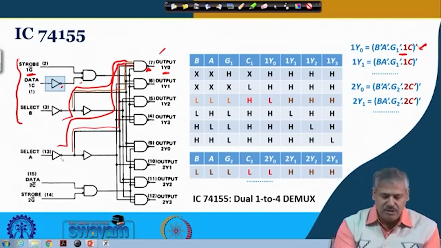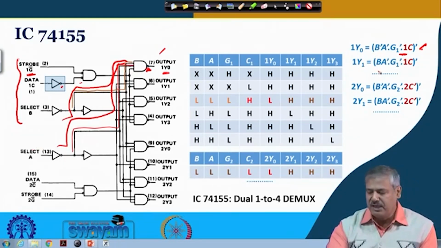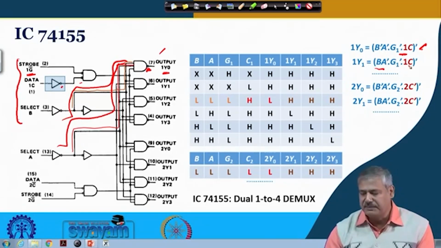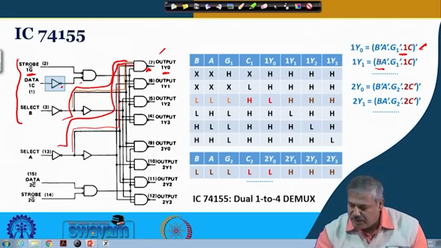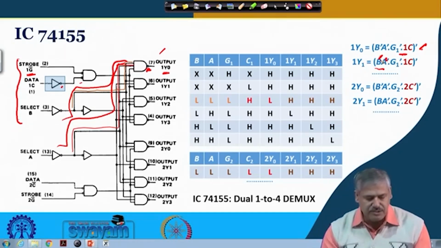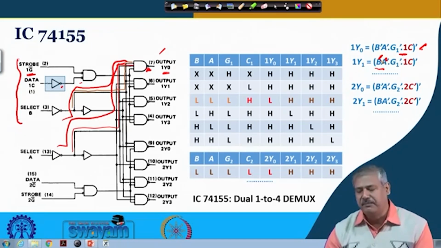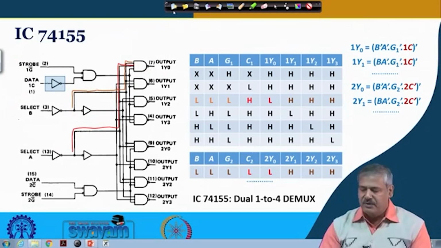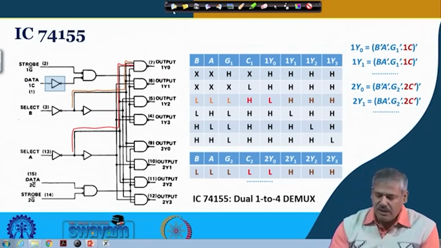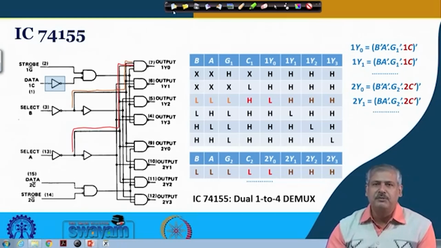Okay, so this is the equation that we get for the first case, where we have taken this example with B and A as low. The rest of the cases will be B A prime and B prime A. So 1Y1 will be B prime A and so on. The next one will be B A prime and the last one will be B A, right.